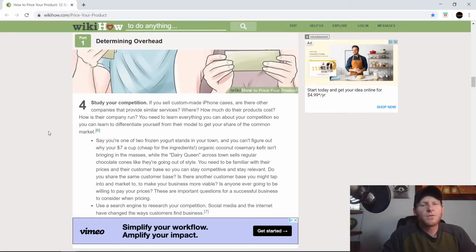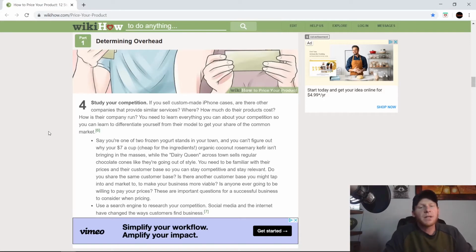Say you're one of 2 frozen yogurt stands in your town, and you can't figure out why your $7 a cup, cheap for the ingredients, organic, coconut, raspberry, kefir isn't bringing in the masses, while the Dairy Queen down the street regularly sells chocolate cones like they're going out of style.